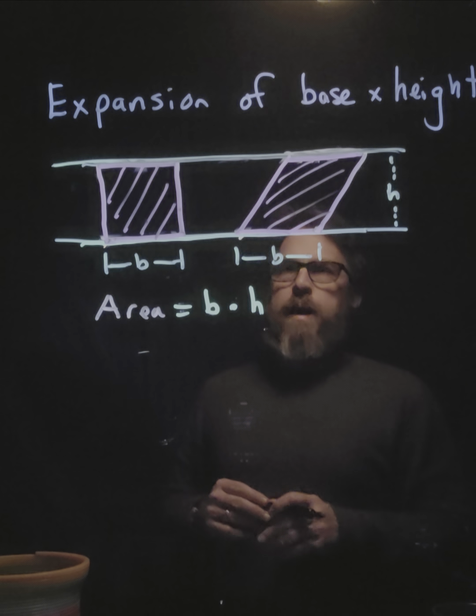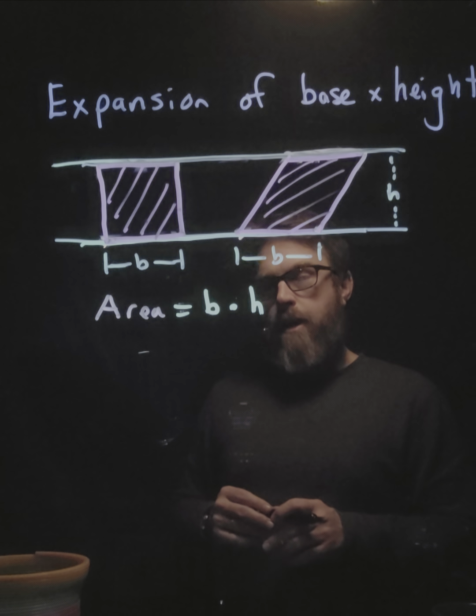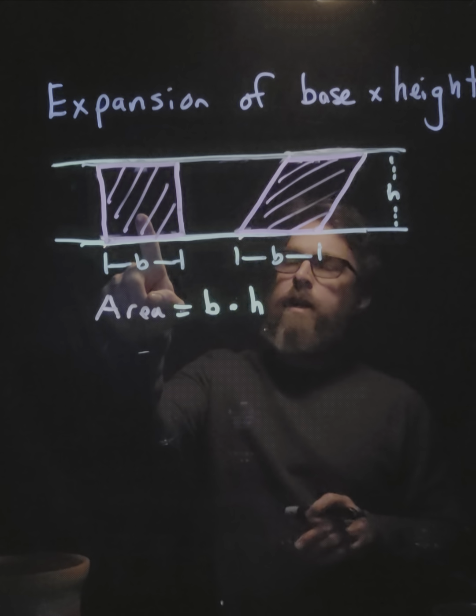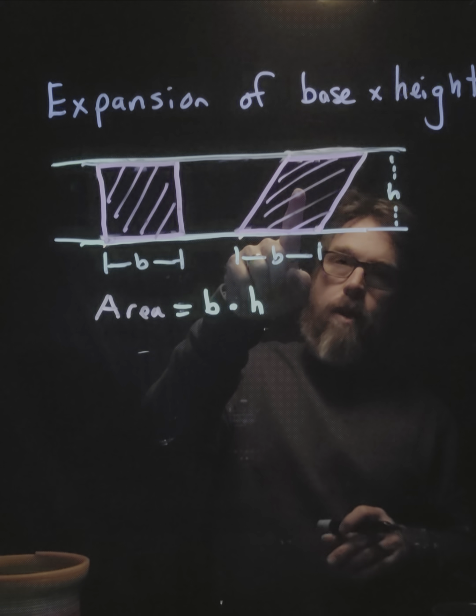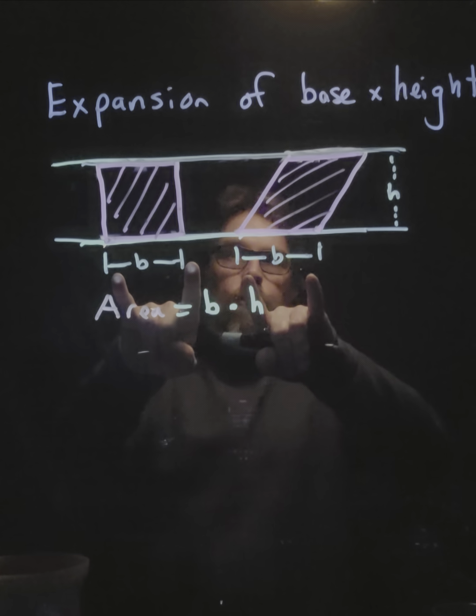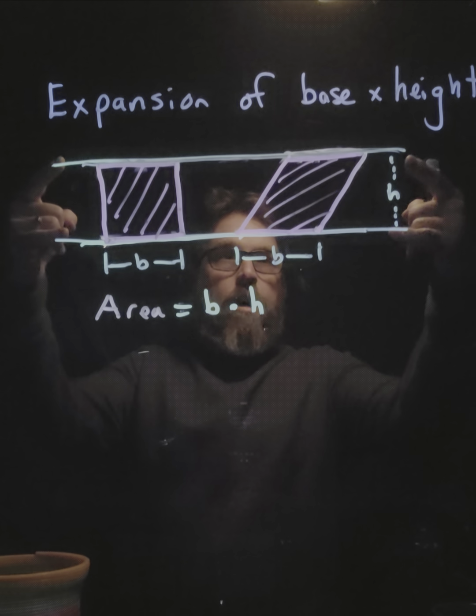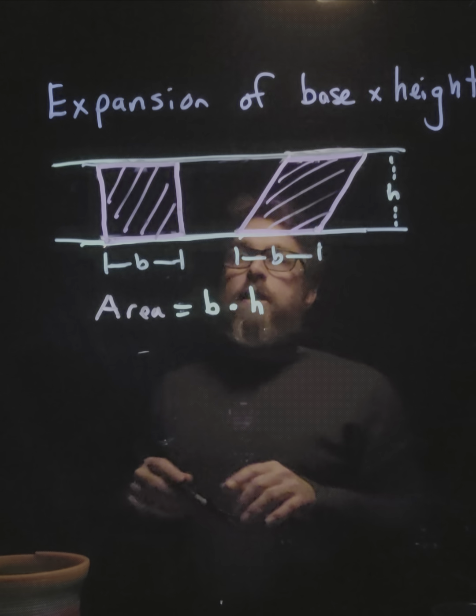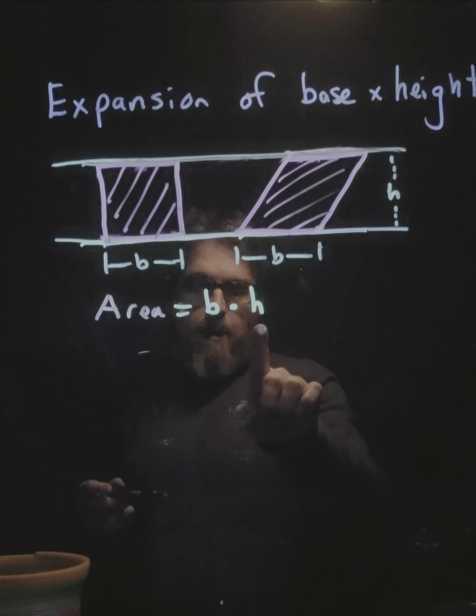I want to talk about an expansion of base times height. And we're going to start with the argument of the area of a rectangle versus the area of a parallelogram. Now this rectangle and the parallelogram have the exact same base, and they also have the exact same height. So we're taught that the area of both these things is going to just be base times height.